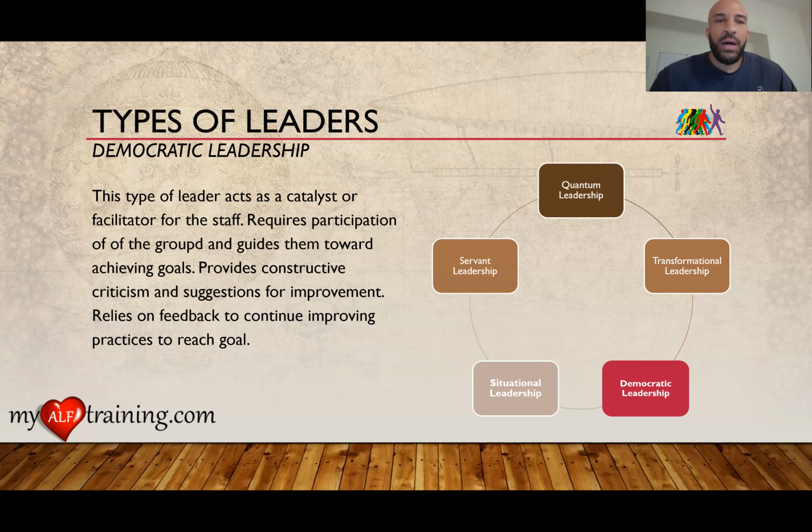But again, in order for us to figure out what type of leader we are, we need to know two things. We need to know the group of people that we're going to lead, and we need to know the goals that we're trying to lead them towards. So maybe the group that you are going to lead is very outspoken and they almost give you too much feedback. Then a democratic leadership might be the perfect leadership style for you to take when you lead them.